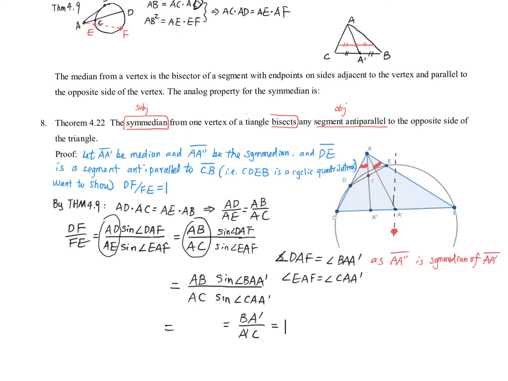I'll try to label the very last. Look at these two angles: BAA prime is this angle, and CAA prime is this angle. So we are applying the notes problem number 4 to the very last step.